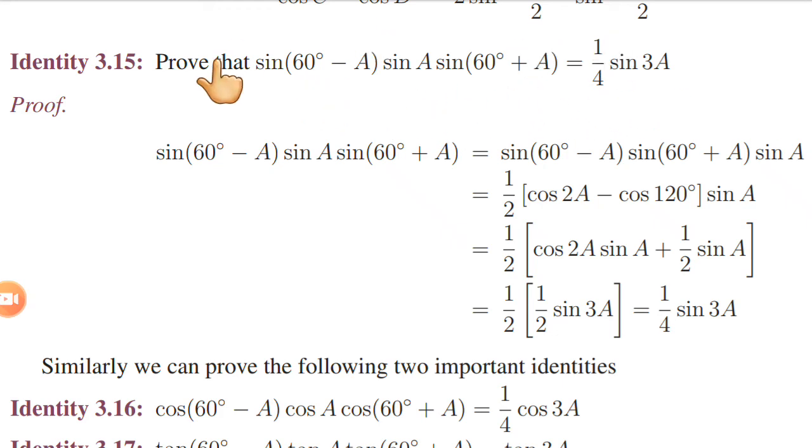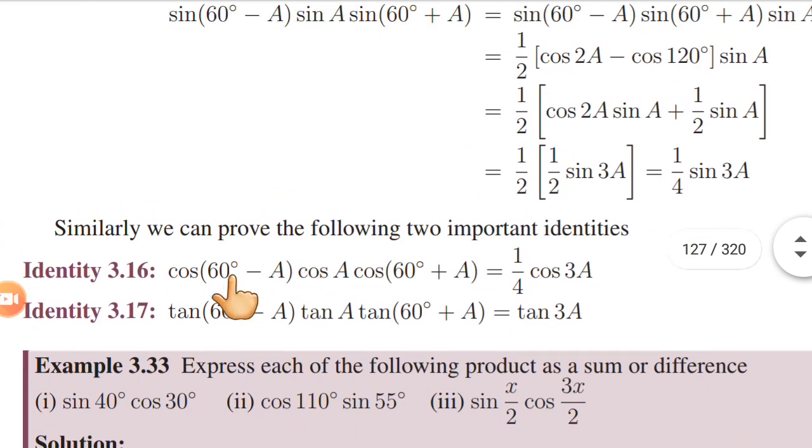So இதே போல this is an identity. cosக்கு apply பண்ணீங்க அப்படின்னா you can prove like this. Cos of 60 minus a into cos of 60 plus a is equal to 1 by 4 cos 3a. Similarly, tan 60 minus a tan a into tan of 60 plus a is equal to tan 3a.